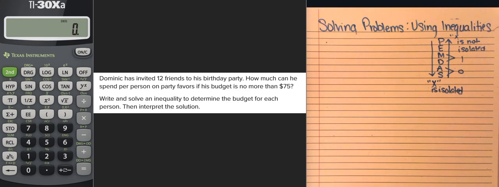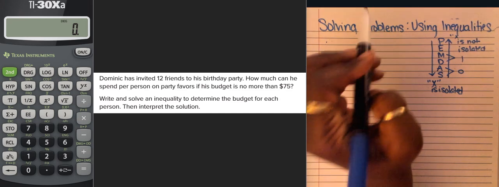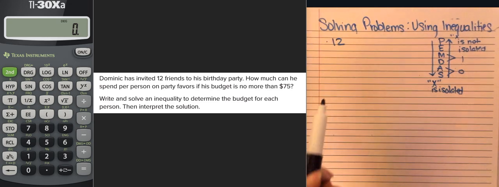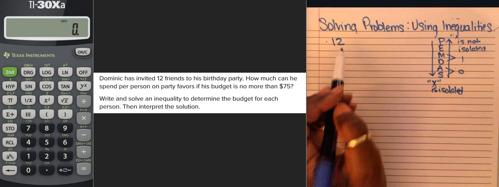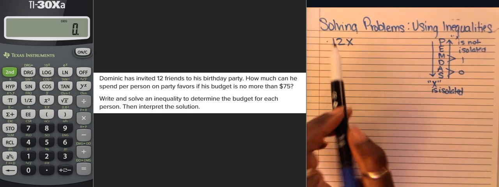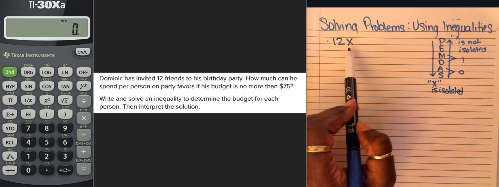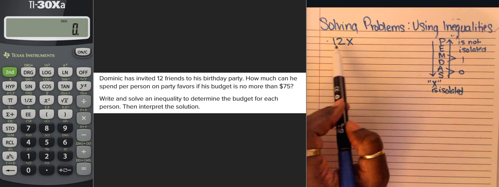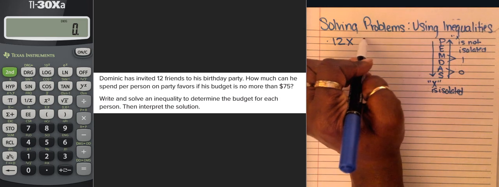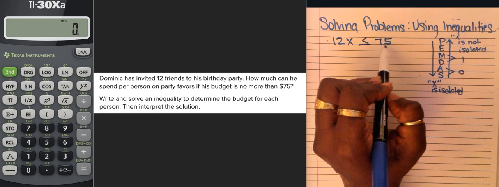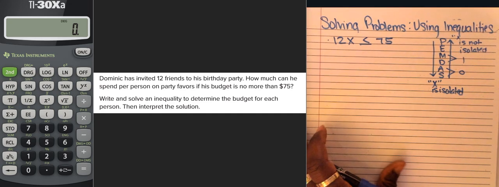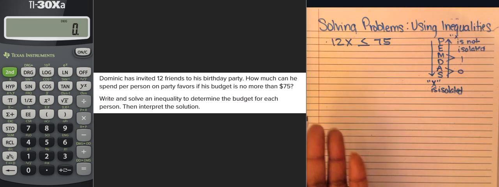So first things first, a couple things that stick out to me is the 12 friends that he has invited, and his budget is no more than $75. So we need 12 friends, and we know that we're going to spend some money on them. We don't know how much money we're going to spend per friend, so we're just going to use x. So we have 12 friends, and we're going to spend x amount of dollars on the party favors for each of those friends. But his budget can be no more than 75. So it can be equal to 75, right? But it cannot be more than 75. So that's basically what this statement is saying here.